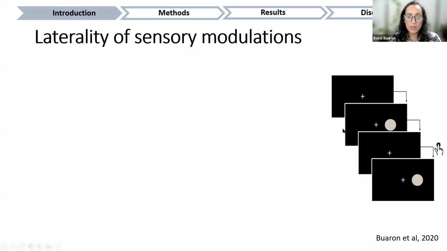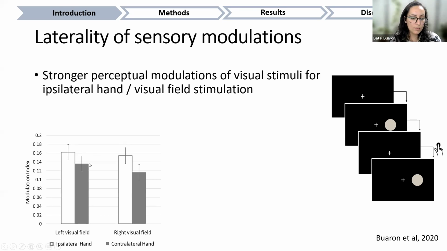And in this particular experiment, we manipulated the stimulated visual field and the triggering hand of the stimulus. So it was all combinations of visual field and hand: right hand, right visual field, right hand, left visual field, and again for the left hand. And we measured their tendency to report one stimulus as brighter over the other. And what we saw is that in the ipsilateral condition, when stimuli were presented ipsilateral to the triggering hand, participants reported stronger perceptual modulations relative to when the identical stimulus was presented using the contralateral hand.